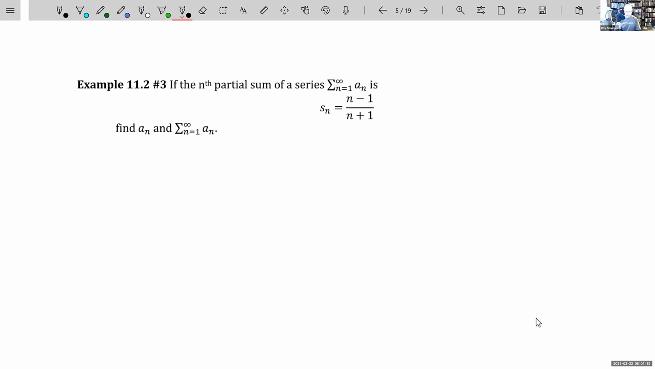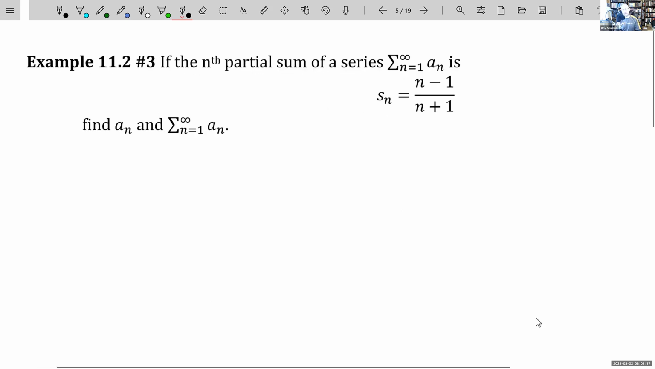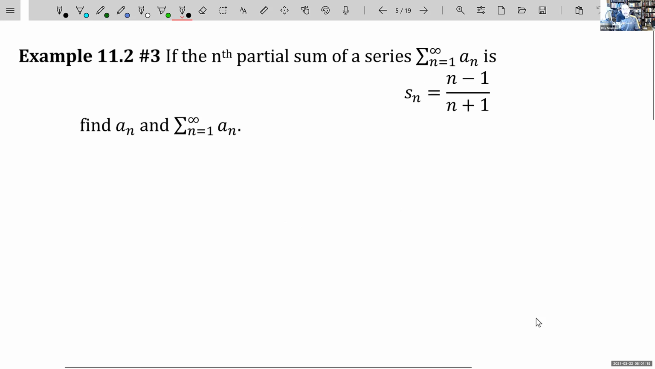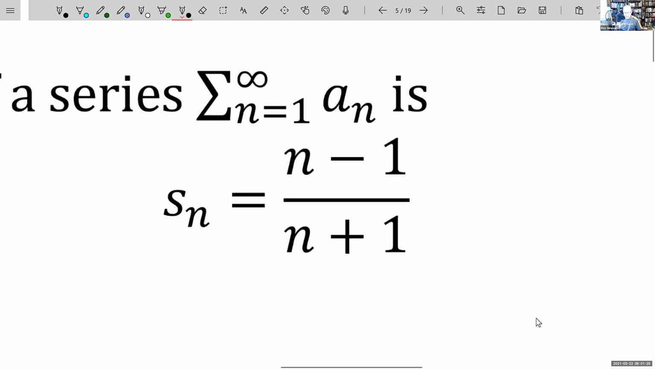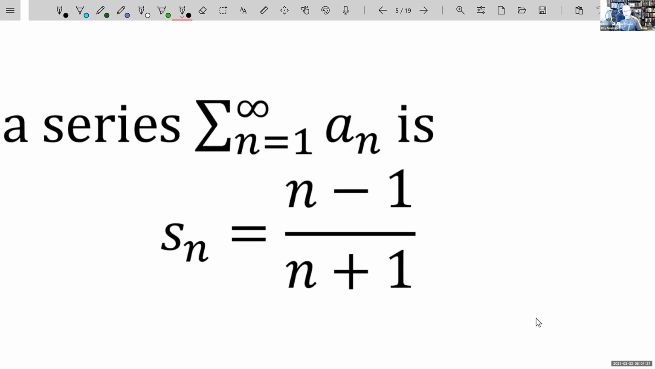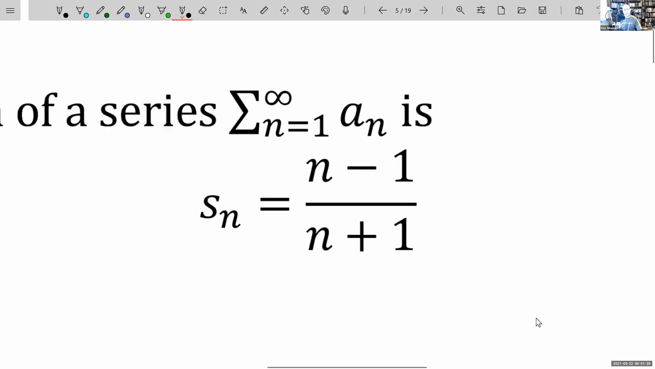What do we got next? Oh, this is one of my favorite examples. It's such a good example. If the nth partial sum of a series, which the series is defined to be the summation n equals 1 to infinity of a sub n, if the nth partial sum is n minus 1 over n plus 1.